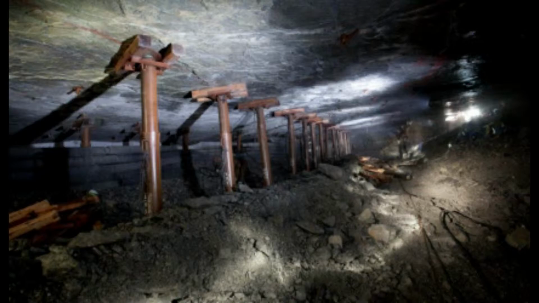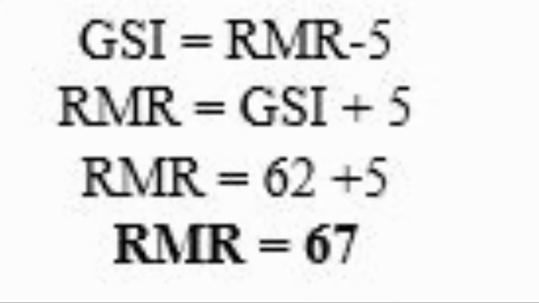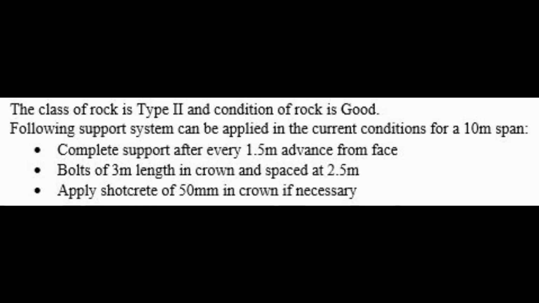The support system used here is based on the rock mass rating system. We have given the GSI value from which we calculated the RMR value, which is calculated to be 67. According to this, the rock condition is good. So for the support system, you can use bolts of 3 meter length in the crown, spaced at 2.5 meters, or you can apply shotcrete of 50 millimeters, in the places where you consider you should use shotcrete.